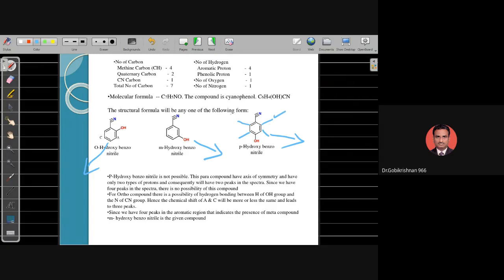Therefore, this hydrogen and this hydrogen are similar, and this hydrogen and this hydrogen are similar. And one more hydrogen is there. Therefore, for the para-hydroxy benzonitrile, I will have only three types of proton. The meaning is I will have only three proton peaks in the H1 NMR. But I am having four proton peaks.